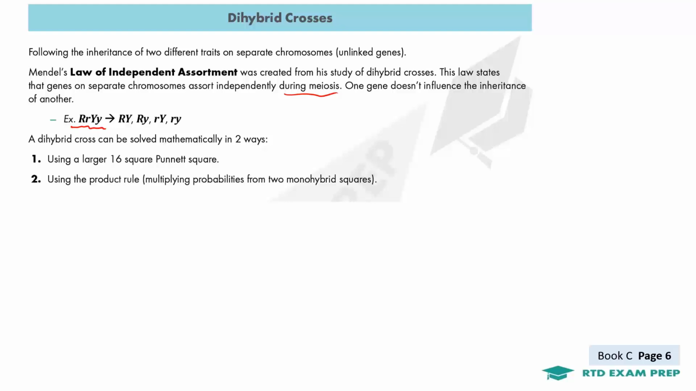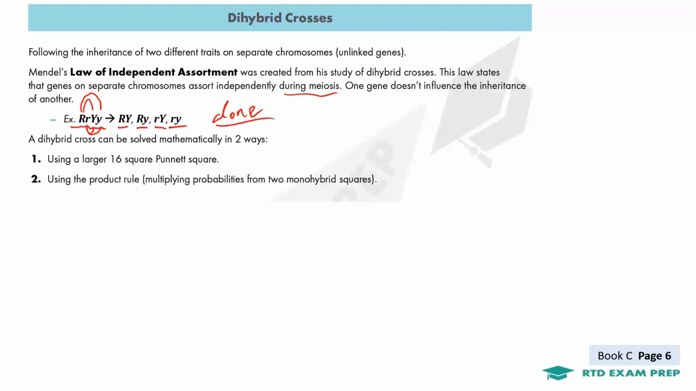Now, I encourage my students to use a FOIL method. Big R, big Y, big R, little y, and we need to find all unique possibilities. There's nothing left for that big R. So we start with our little r, big Y, little r, little y, and we're done. We have 4 unique combinations.